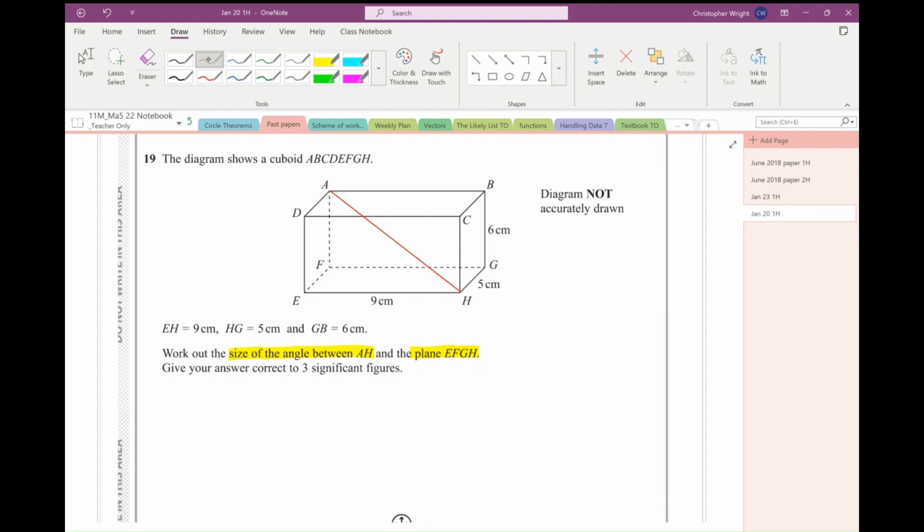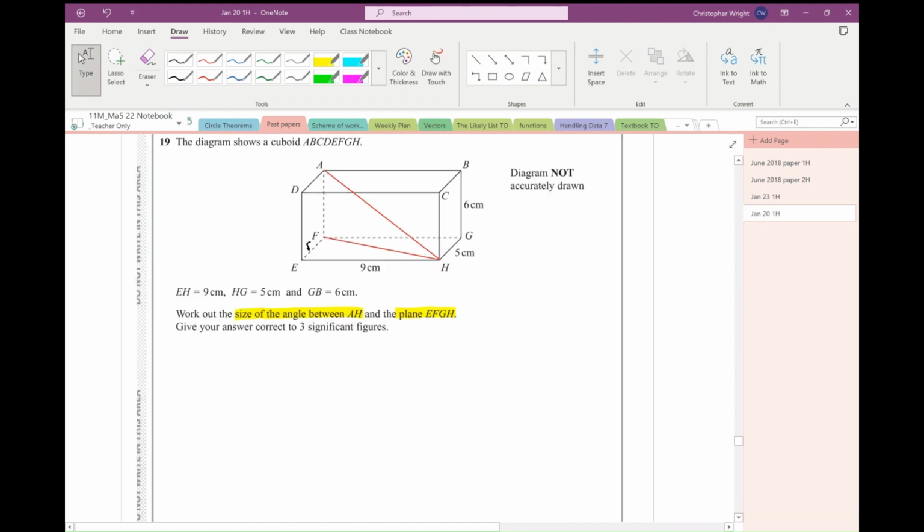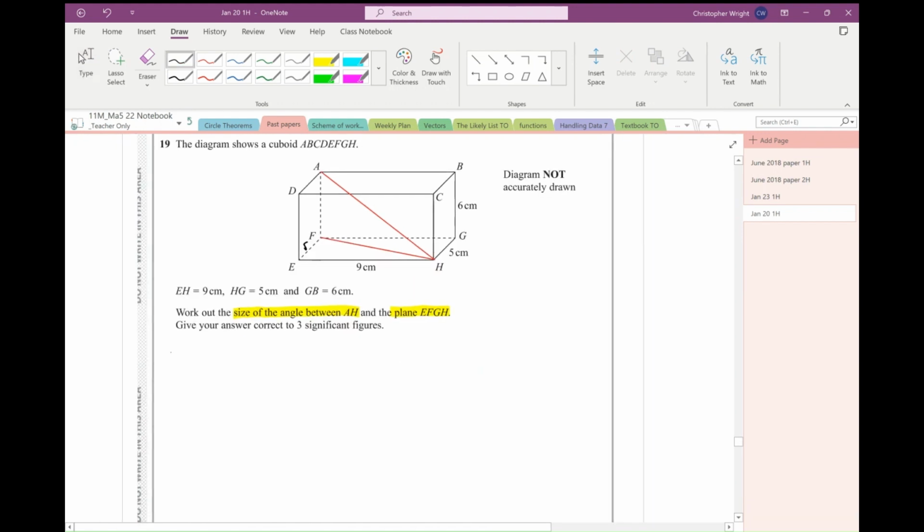So essentially what I'm being asked to find is the angle between those 2 red lines, between the line FH and AH. Right, now it's more or less a question of saying, well, what can I find? Well, if you look at the bottom of the shape, you've got a triangle here, FEH, and you can find the length of FH there by using Pythagoras.